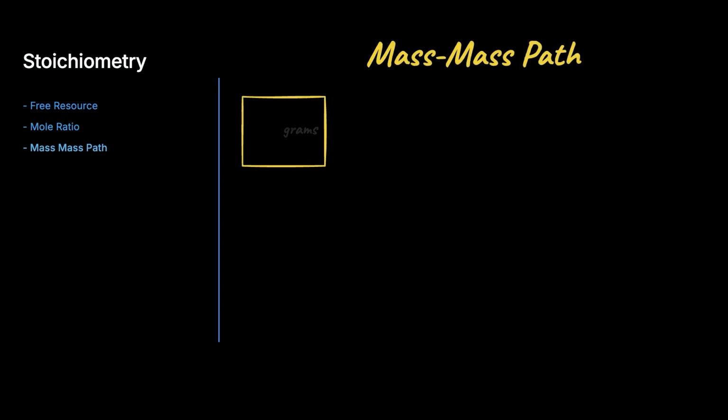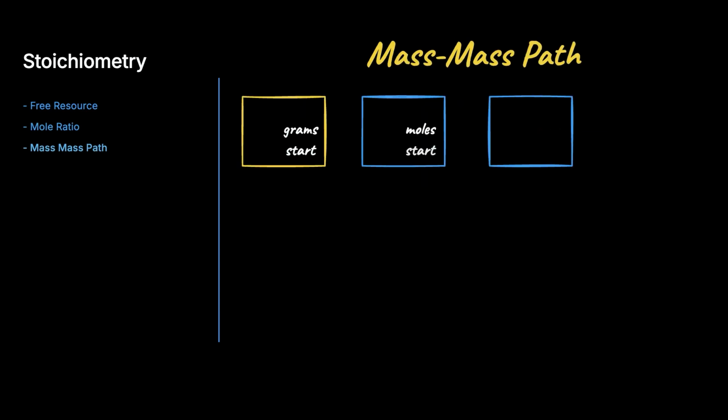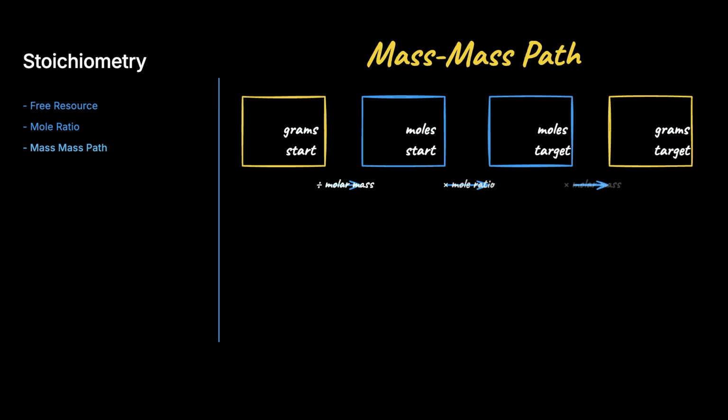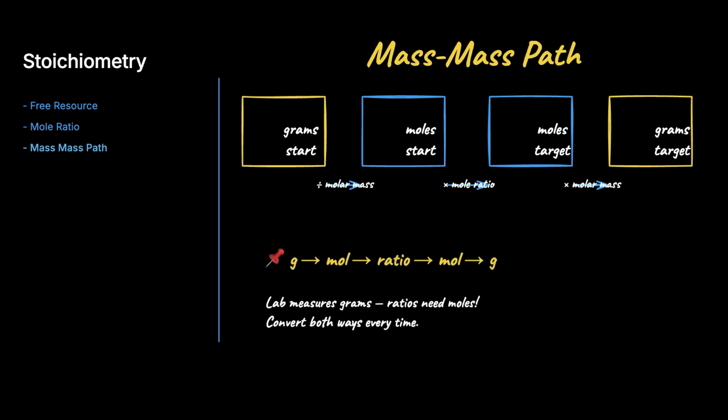Real lab amounts come in grams, but mole ratios only work in moles, so every mass to mass problem follows one path. Convert grams of your starting substance into moles. Apply the mole ratio to find moles of your target. Then convert those moles back into grams. Grams to moles to ratio to moles to grams.